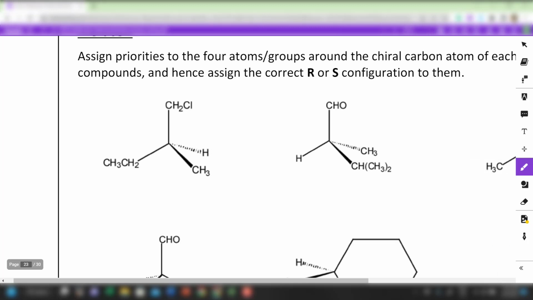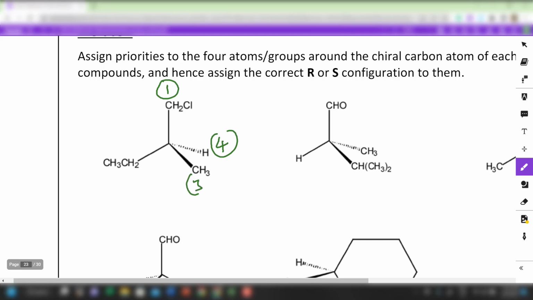So we have carbon, carbon, carbon. H, of course, is the lowest priority, so number 4. Then amongst all the carbons, if you are already quite familiar with how to assign priorities, you will notice that there's a Cl. The Cl stands out because Cl has the largest atomic number amongst carbon and hydrogen. So definitely the CH2Cl group will be assigned priority 1. Then for the other two, of course, CH3 will be priority 3.